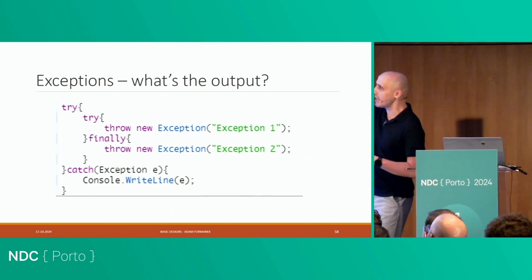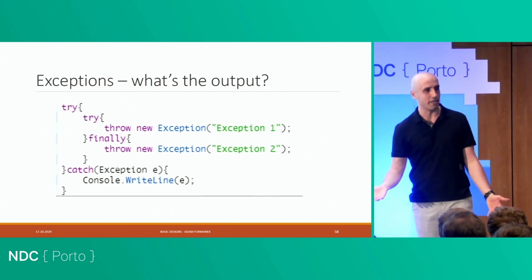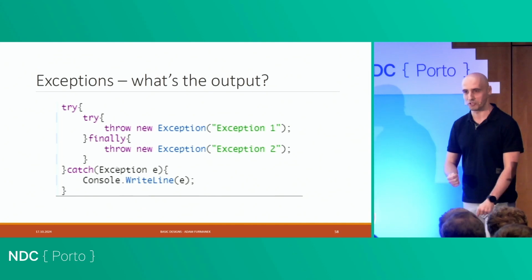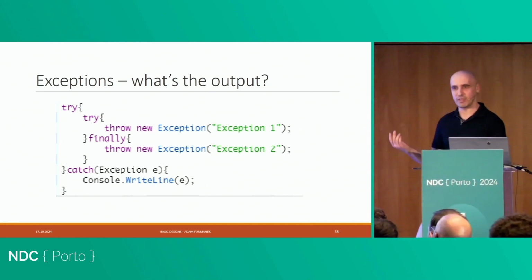Now, let's discuss this example. So we have two nested tries. Someone is throwing in finally. That doesn't seem like a good idea. We would obviously stop that during code review, right? It just happened that we have such code. Is it going to break anything, and what's going to happen?